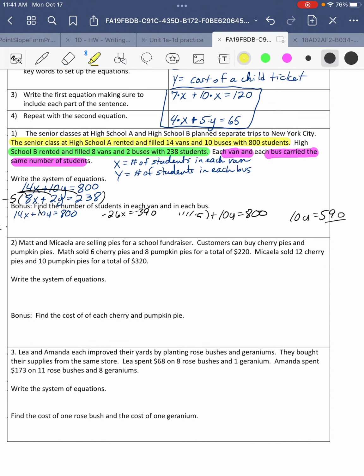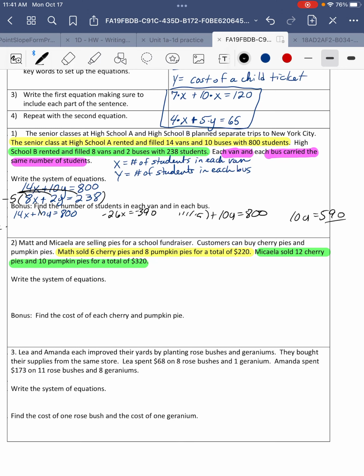All right, so let's see what our equations are. We have 2 different scenarios. Oh, I misspelled that, should be Matt, not math. So Matt has 6 cherry pies, 8 pumpkin pies for a total of $220. Michaela has 12 cherry pies, 10 pumpkin pies for a total of $320.